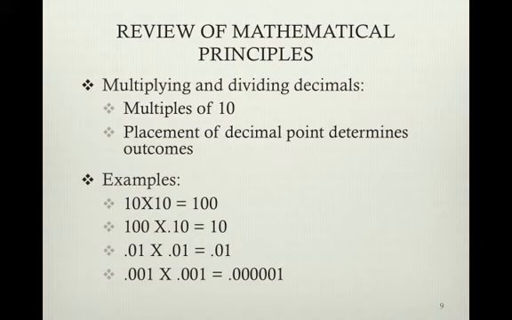This is still a review of mathematical principles. Multiplying and dividing decimals, and they're essentially in multiples of 10. The placement of the decimal point determines the outcome. Examples of this would be, these are two whole numbers here, 10 times 10 being 100. This one here is different, 100 times 0.1, which is 1/10 of one whole number.